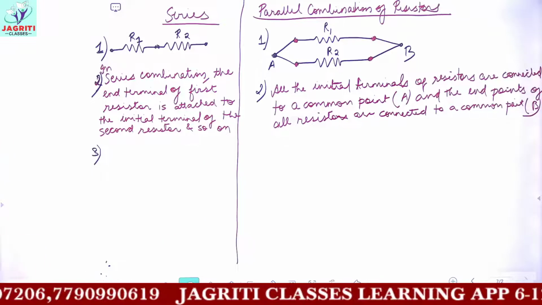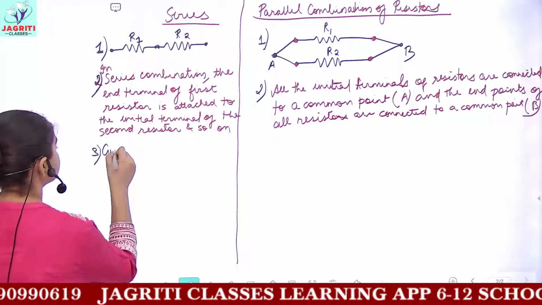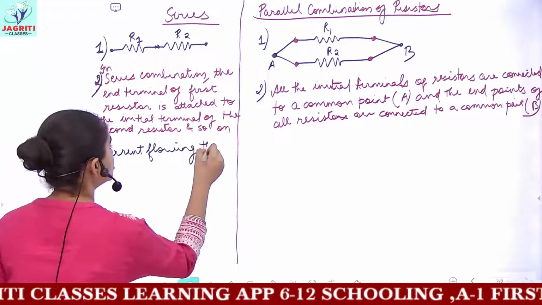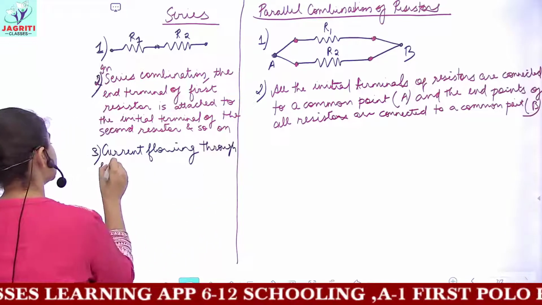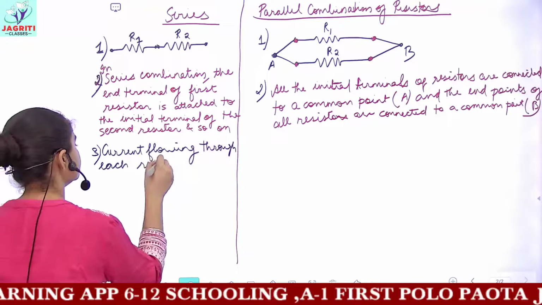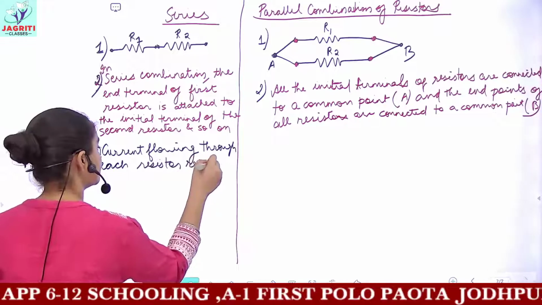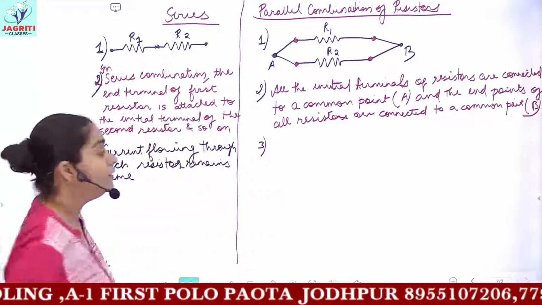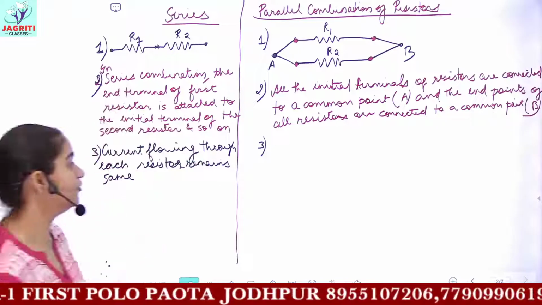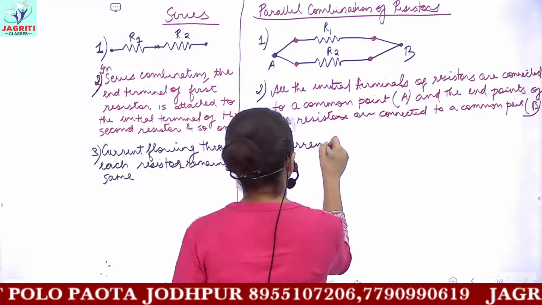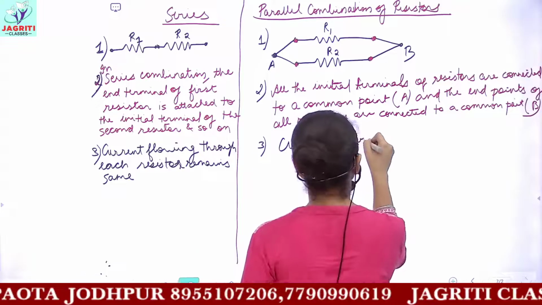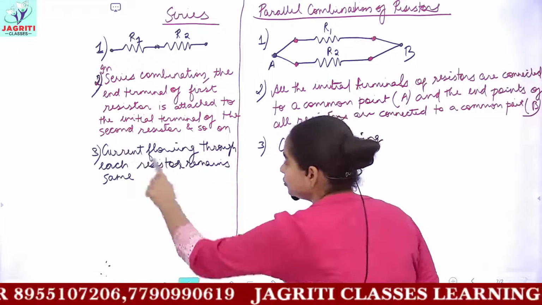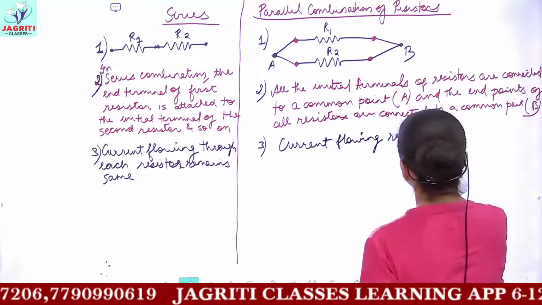So in series combination you have to remember that the current flowing through each branch, the current flowing through each resistor, remains the same. Okay, whereas in parallel the current flowing through each resistor is different. So here, the current flowing through each resistor, now I am not writing it completely, you can write the same, remains different.